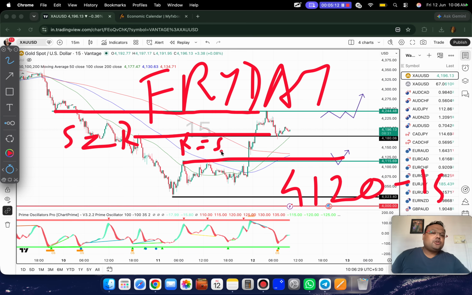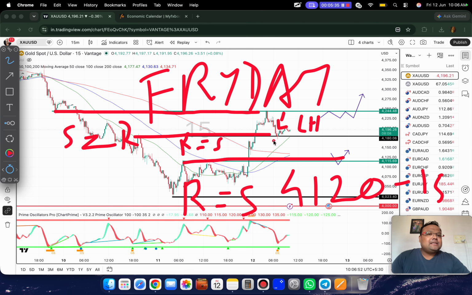So if the market drops, yes, there is a possibility the market may go down also. Why? Because again you can see the market is forming small highs here, meaning it is forming lower highs. This is how you can identify it. If the market drops, we can look for support around 4120, 4115, because the previous resistance will be working as support.